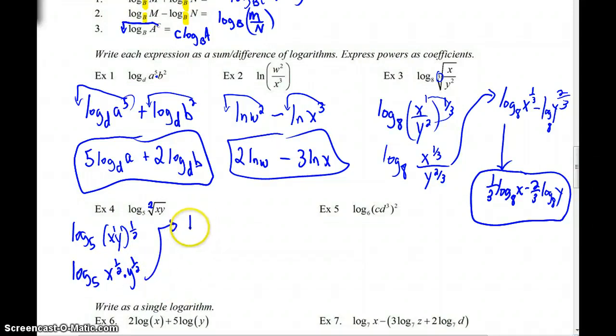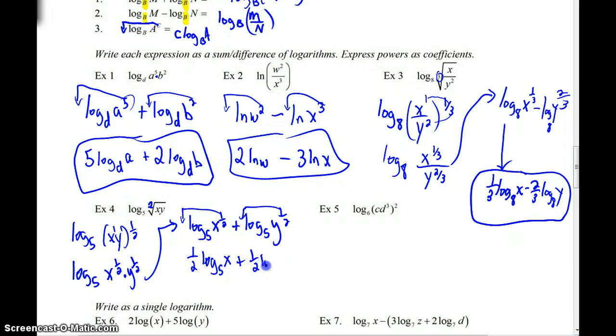Continuing, we can use property number 1. Property number 1 says that if you have a multiplication of two terms inside of a log, you may rewrite that as an addition of two logs. Well, we'll take this 1/2 and drop it down in front. This will become 1/2 log base 5 of x plus 1/2 log base 5 of y.